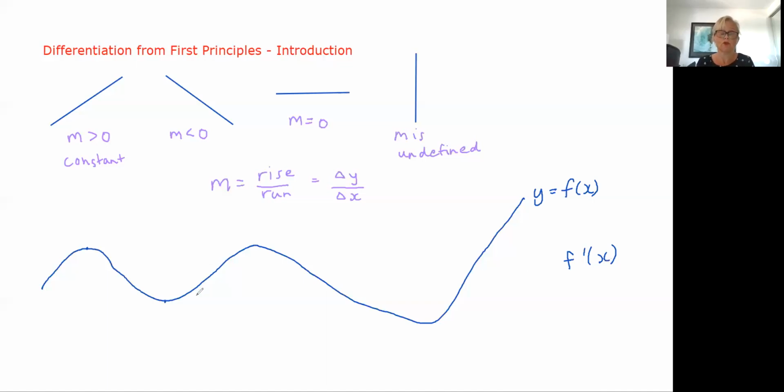Now, we know already that to find the gradient we need 2 points. So we need to define what we mean by the gradient at a particular point. What do we mean by the gradient here? What we take it to mean is the gradient of the tangent to the curve at that point. That's meant to be a straight line. Then, of course, you can do your change in y on change in x.